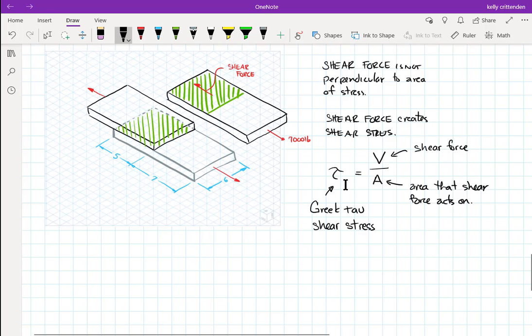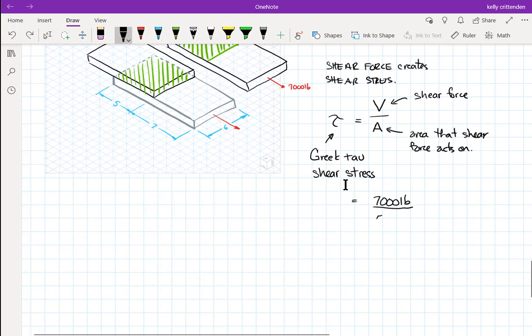So I've got 7,000 pounds of shear force acting on an area of glue that is 5 inches, I'm getting that from over here, 5 inches by 6 inches, going back to my original picture there. So there's actually quite a bit of area for this to work on, which will reduce the stress, which is a good thing. So 7,000 divided by 5 times 6, 233 psi.